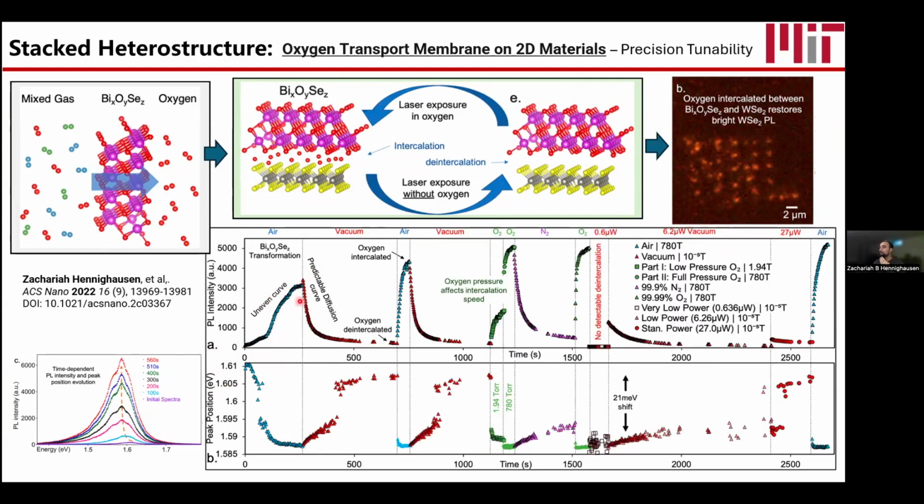You can see we can go up and down by intercalating and de-intercalating, and we can do it with really high precision. So this shows that if you combine oxygen transport membranes, we grew it in this case, but you could stack them, you can then really modify your 2D materials with high precision.